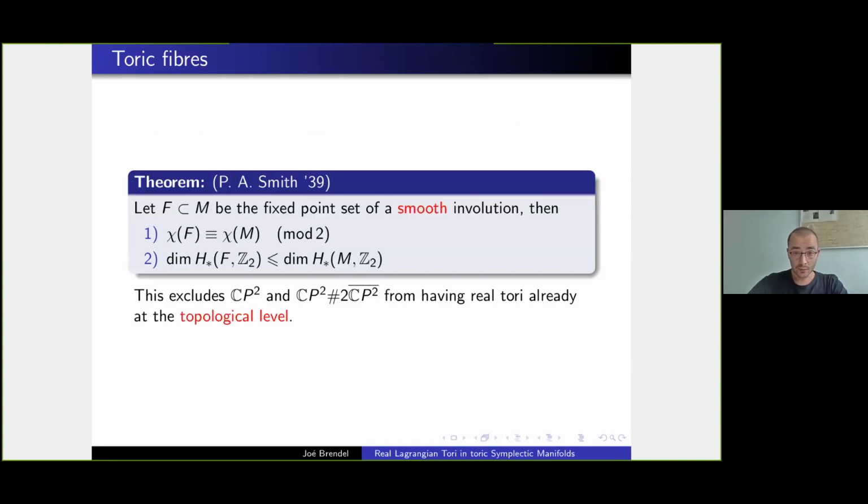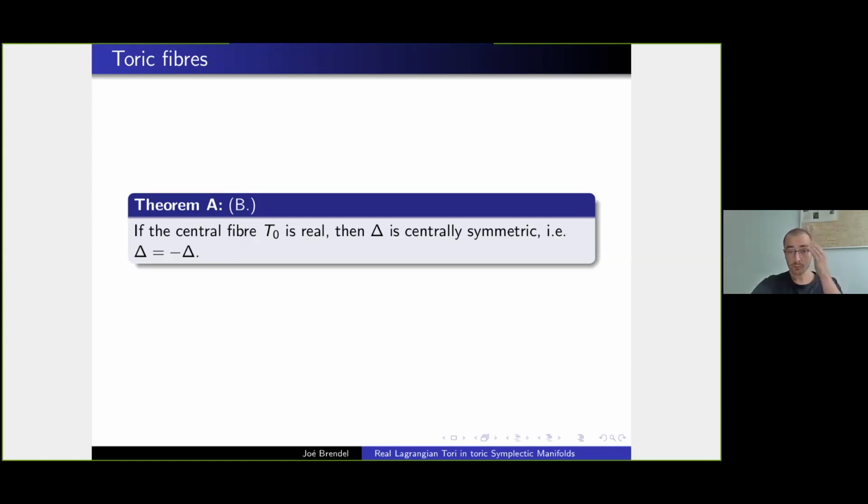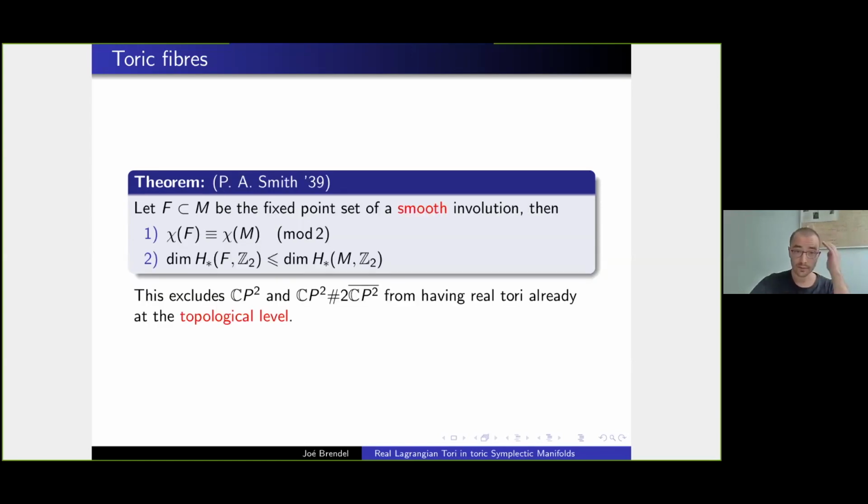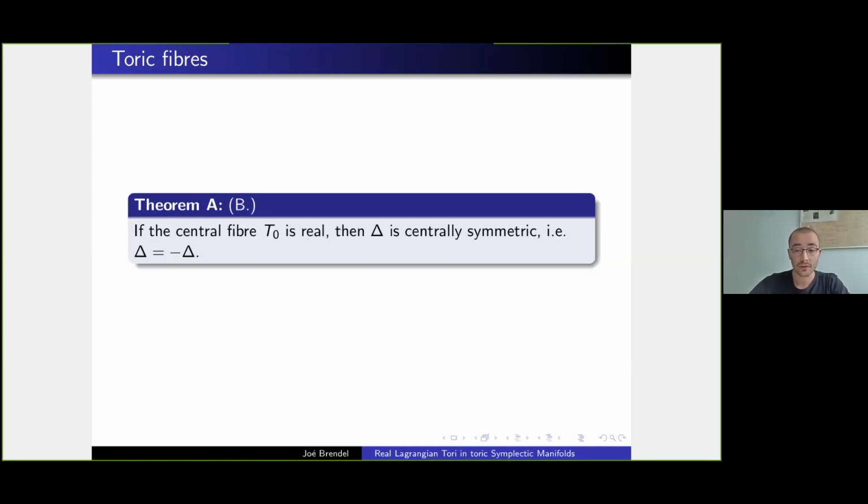And then for the other two, we need the following theorem, which is one of the main theorems that I'd like to discuss today. So if the central fiber is real, then the moment polytope has to be centrally symmetric, meaning that if I apply minus the identity to it, it has to be invariant under minus the identity.